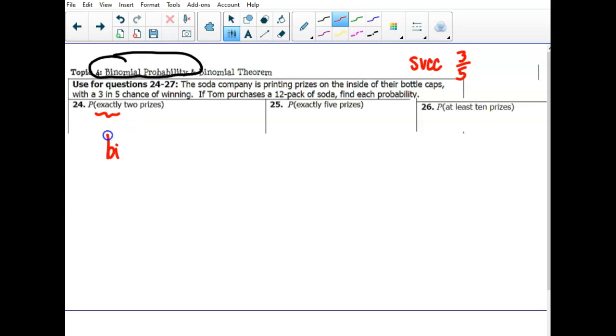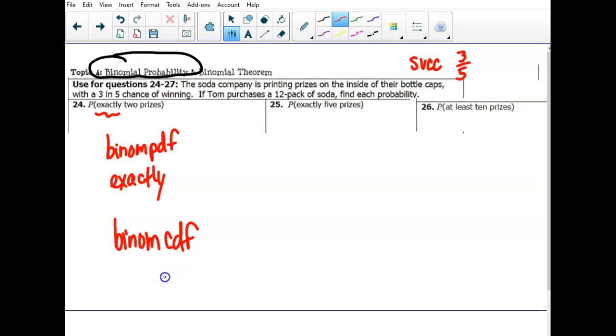we used binom PDF when it had exactly as one of the words. And then we used binom CDF, and that is something or less than so many, it adds down. Okay, this is a combined probability. But for this one, it says number of trials. So he bought a 12-pack, and he's eventually going to drink them all. The probability he gets a prize is 3 out of every 5. What's the chance that he comes out with 2 on his 12-pack?